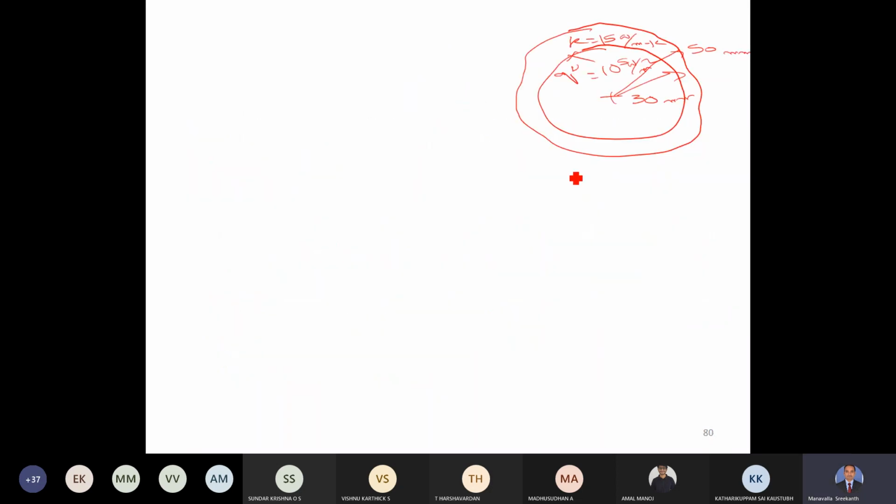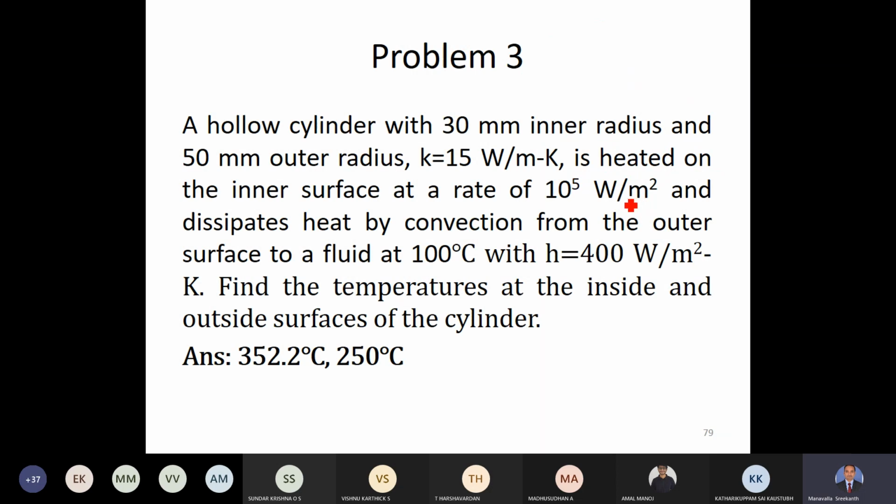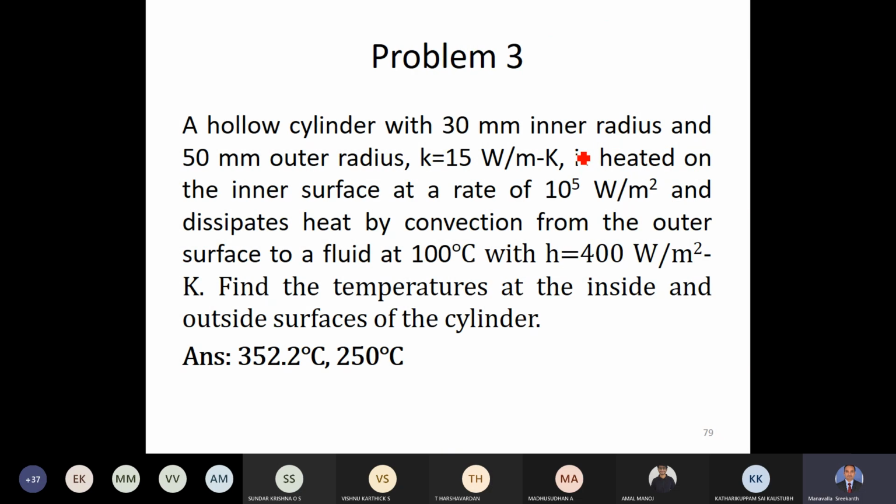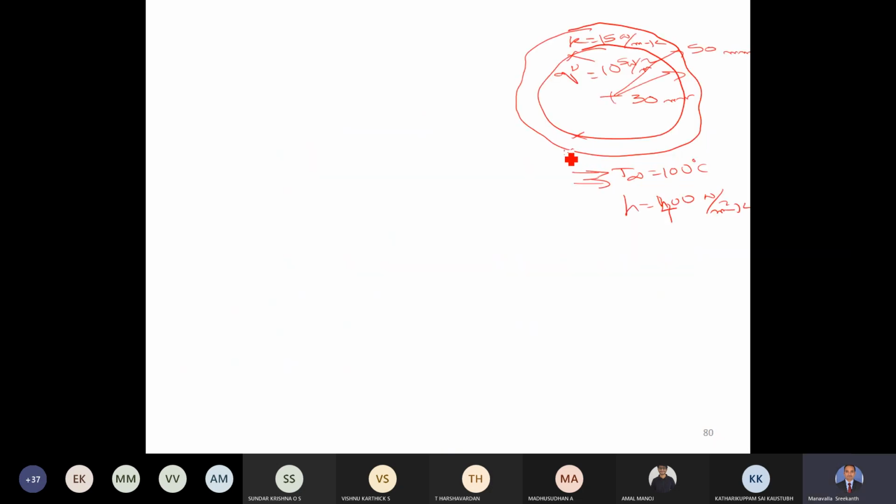So here we have a fluid flowing, let us say T infinity is 100 degrees Celsius. The heat transfer coefficient is 400. So we are asked to find out what is the temperature at the inside and outside surfaces of the cylinder. Ti is how much?